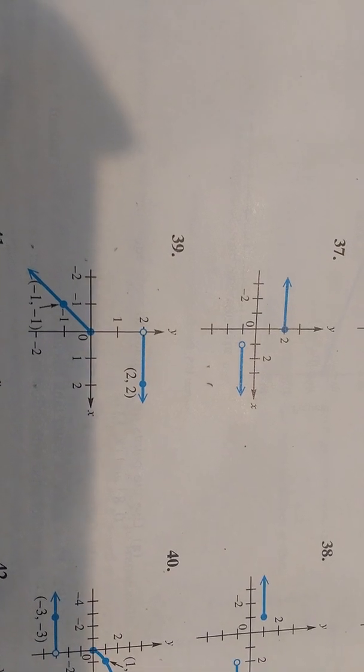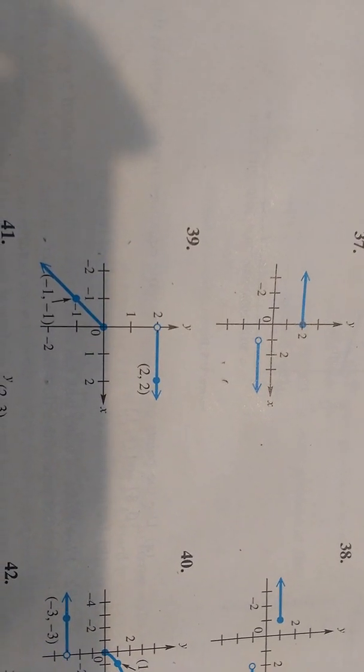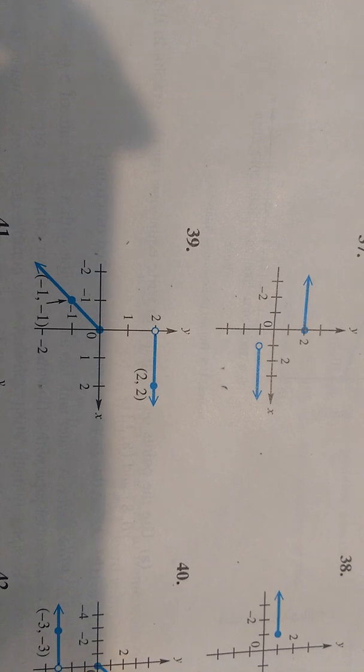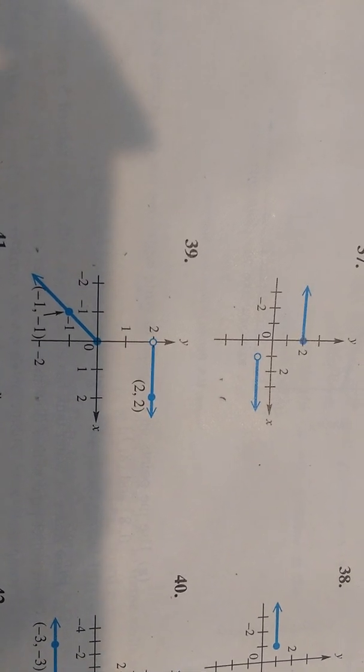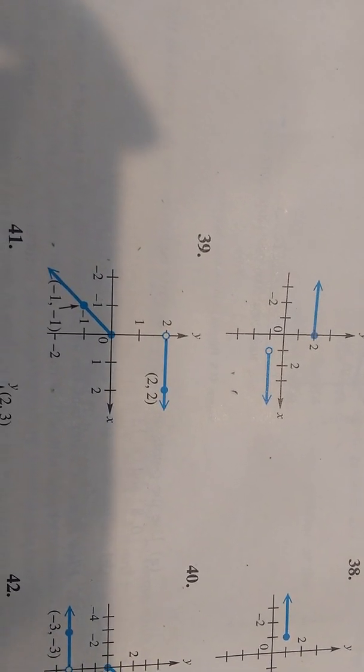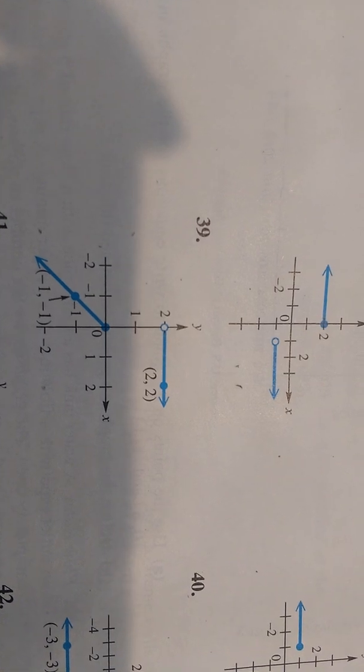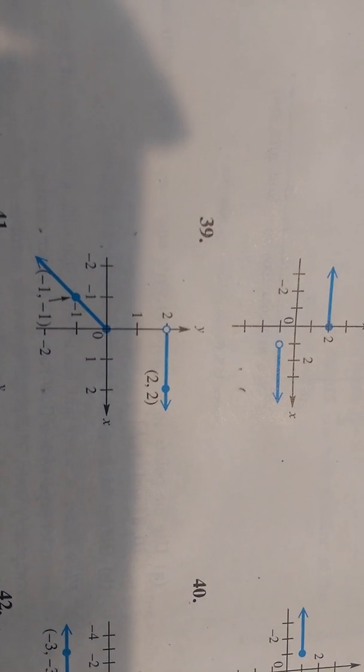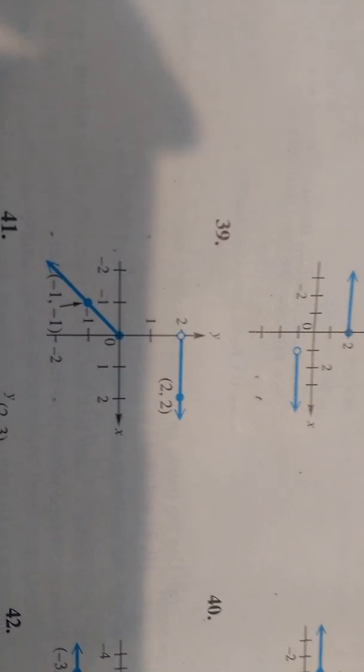Problem 39 from section 2.6. We're supposed to give a rule for each piecewise defined function and also give the domain and range. So let's start by looking at the rules for this piecewise defined function. Let's start at the top.